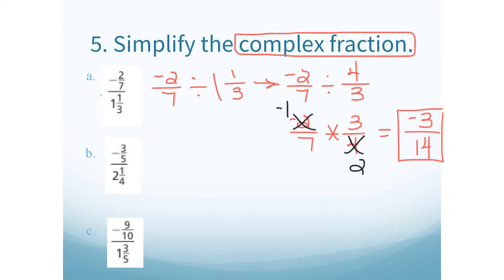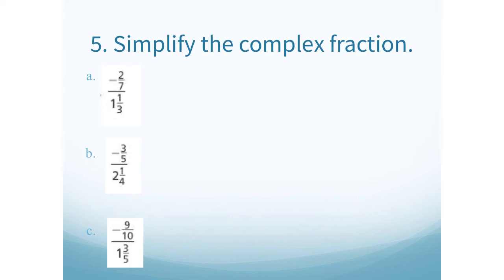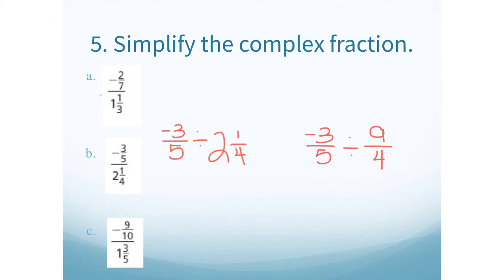Let's clear out our screen and do B. B, we have negative 3/5 divided by 2 1/4. Let's start with our mixed number. We have negative 3/5 divided by 4 times 2 plus 1, 9/4. Dividing by a fraction, we're going to multiply by the reciprocal, or keep, change, flip.